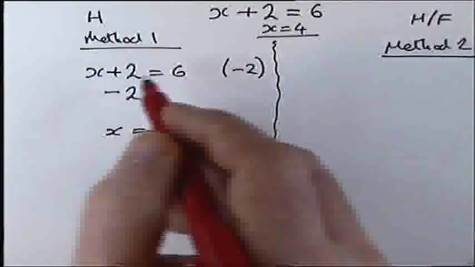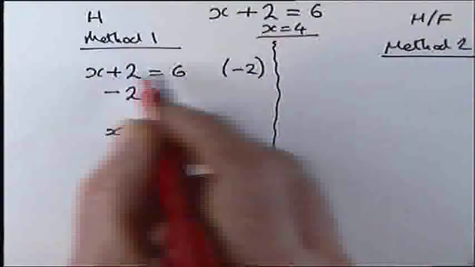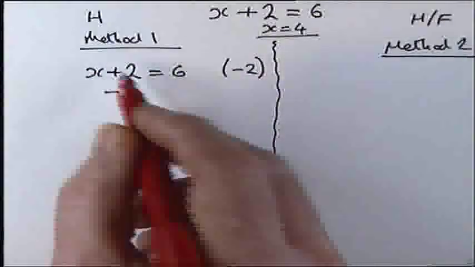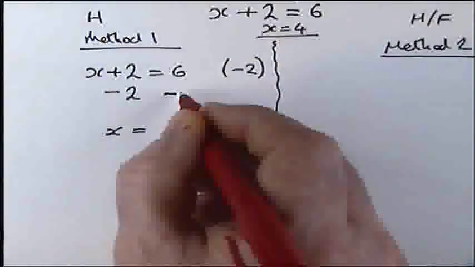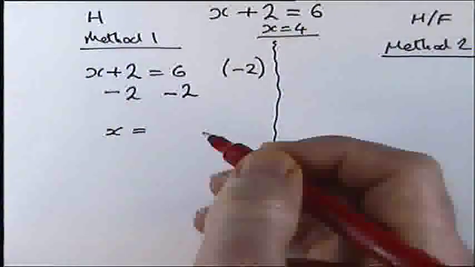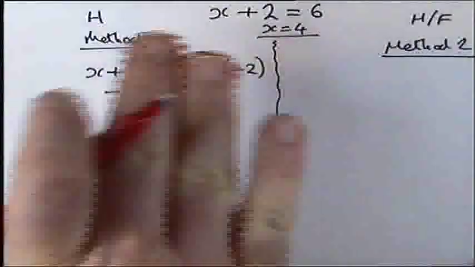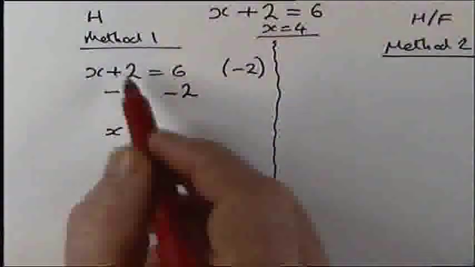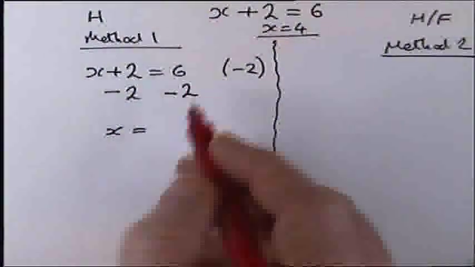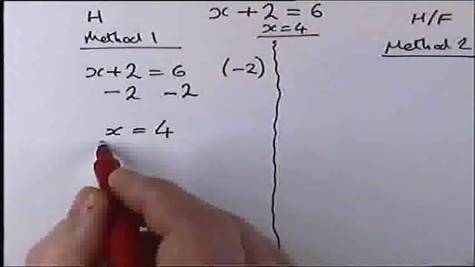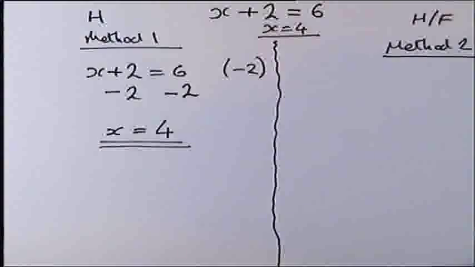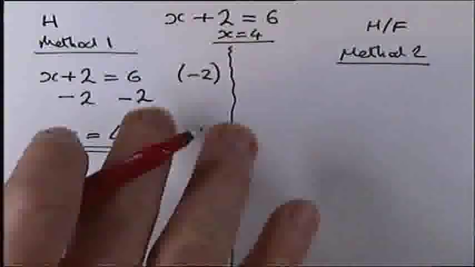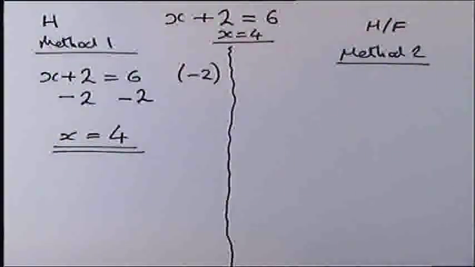Now if I take 2 off this side, then this balance is no longer equal. So whatever I do to this side of the equation, I must also do to the right hand side of the equation. So I take 2 from the right hand side. What I've done is I've taken 2 off the left hand side and I've taken 2 off the right hand side. Taking 2 off the left hand side leaves x on its own, and taking 2 off the right hand side gives me 4, which is the answer that we all know we were looking for. So that's a nice basic straightforward example of solving equations.